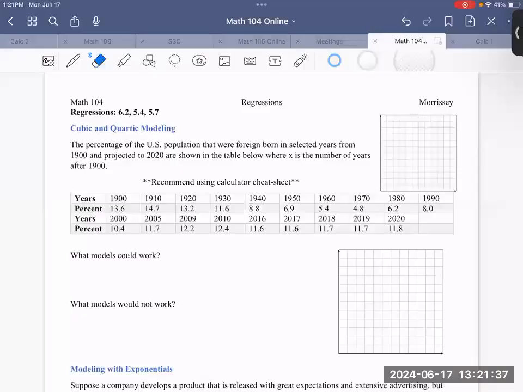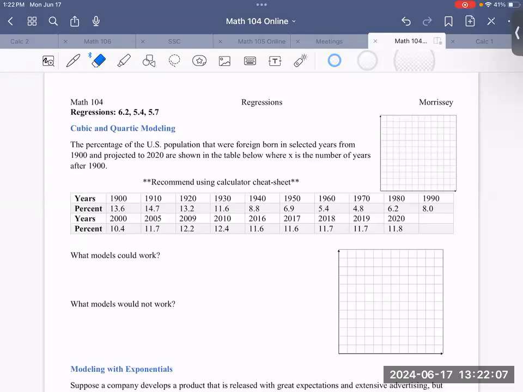Welcome to Math 104, where we're talking about cubic and quartic regressions. This one is going to be a quick video because we're getting the hang of these regressions. Hopefully you're just noticing that it's just one button that makes the difference from the quadratic model. Once we get the hang of that, we're moving on to some other models as well.